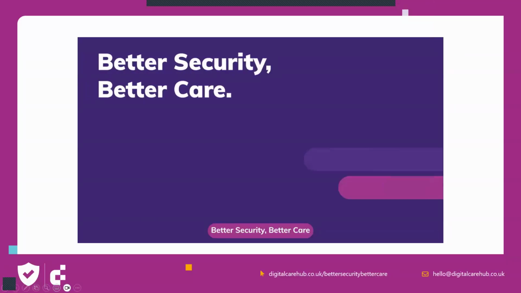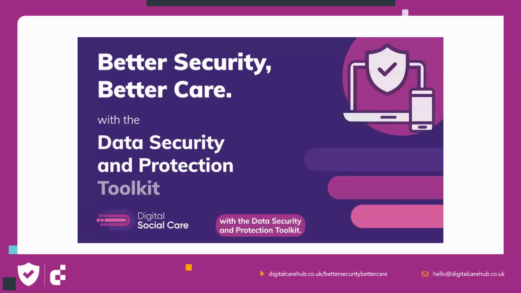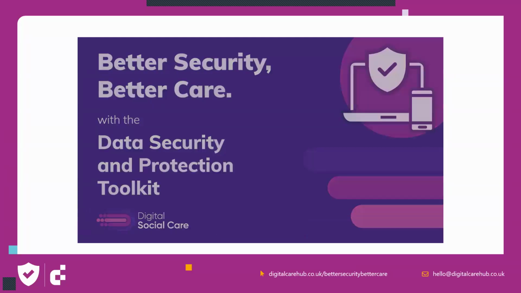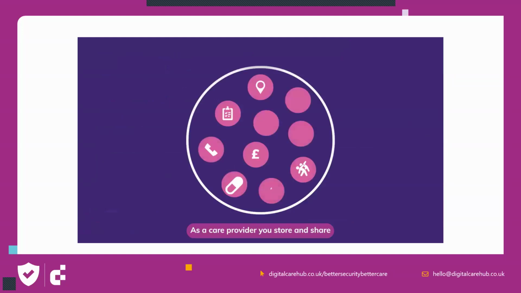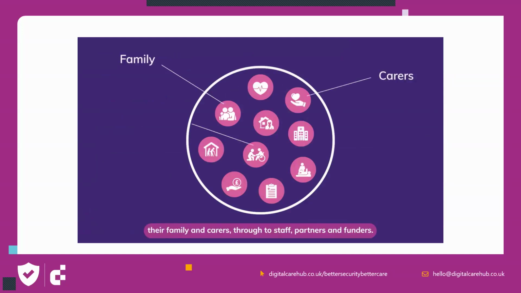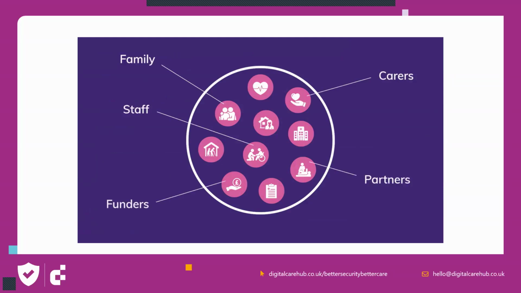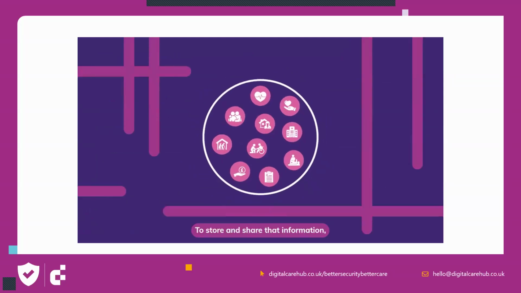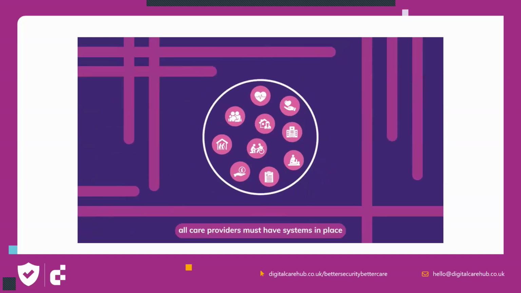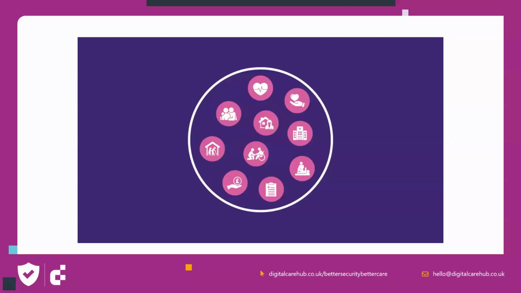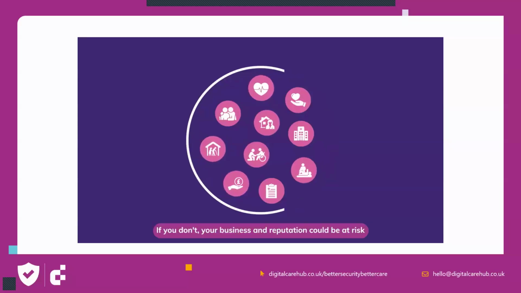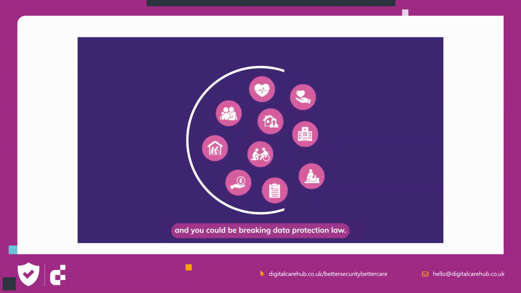Better security, better care with the Data Security and Protection Toolkit. As a care provider, you store and share important and often sensitive information. This includes data about the people you support, their family and carers, through to staff, partners and funders. To store and share that information, whether it is on paper or digitally, all care providers must have systems in place that reduce the risk of cyber attacks and information breaches. If you don't, your business and reputation could be at risk. You could be breaking data protection law.